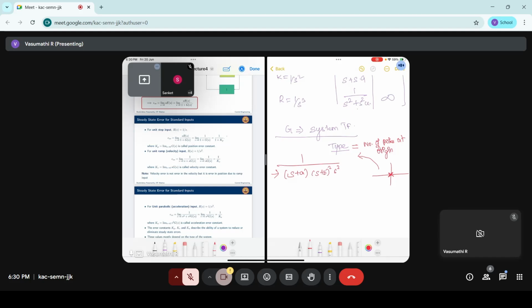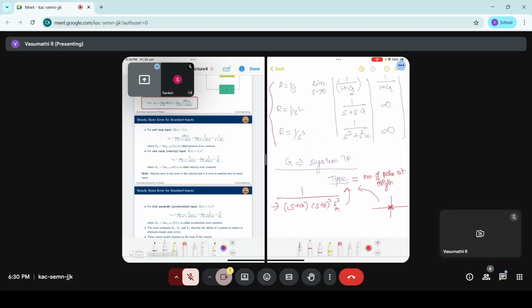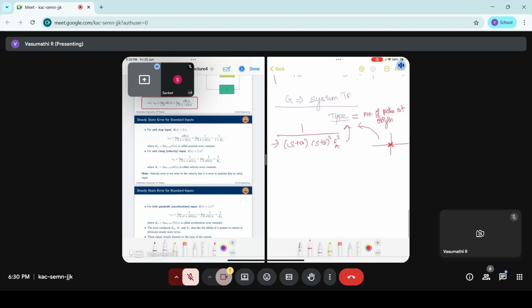Since we are considering only the poles at the origin, not in any other place, we are going to be interested in only S terms. So the highest degree of the S term will be the type of the system. If there are two poles at the origin, it will be S square. If there are three poles at the origin, it will be S cube. Similarly, the number of poles at the origin is equal to the degree, and that is directly called the type of the system. So based on this type of the system, how this steady state error is going to change, that's what we are going to see.